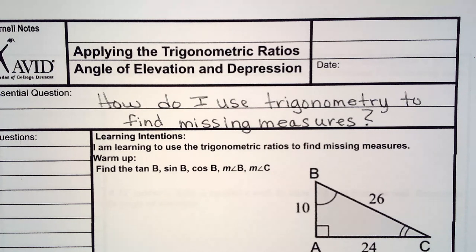Today we're still looking at the trigonometric ratios. Today we're going to look at how to apply the trigonometric ratios when we're using the angle of elevation and of depression. So your first question is, how do I use trigonometry to find missing measures? Your learning intention: I'm learning to use the trigonometric ratios to find those missing measures.